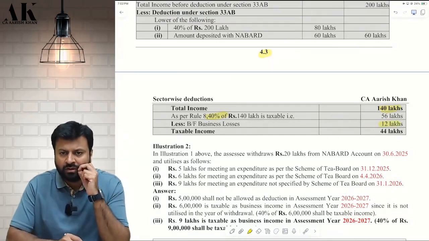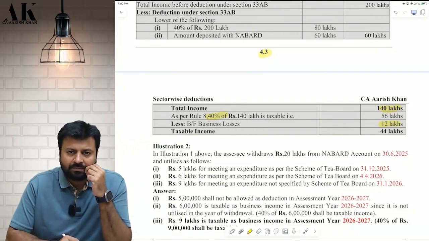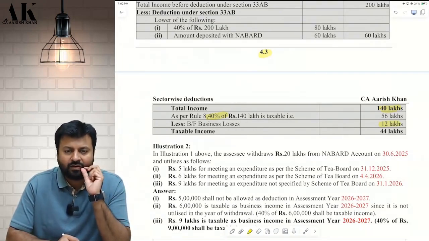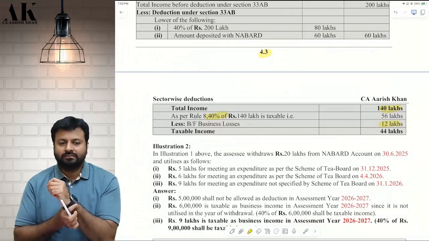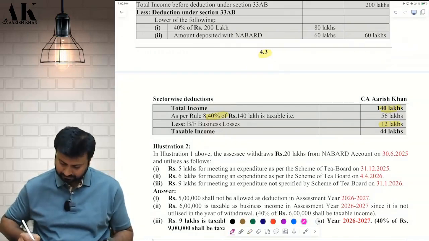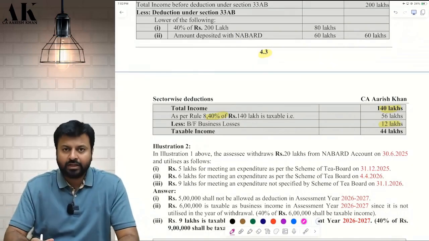Is it clear to all of you? Mr. Palani, is it clear or not? Shall I go ahead?